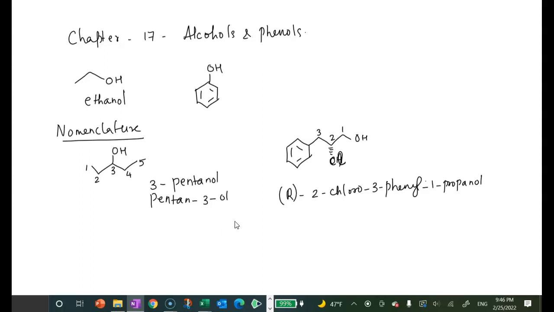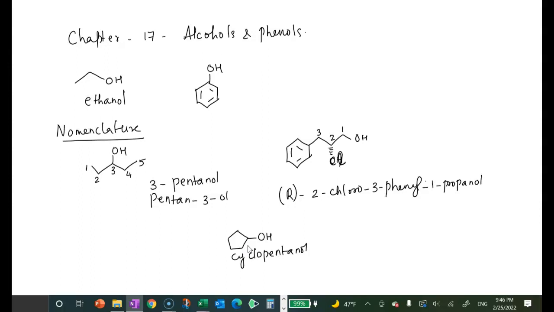If you have a cyclic compound, then make sure that you include the ring as part of the parent name. For example, this is a 5-membered cyclic ring, so you will call this cyclopentanol. Oops, I didn't put the OH group here. Okay, cyclopentanol.